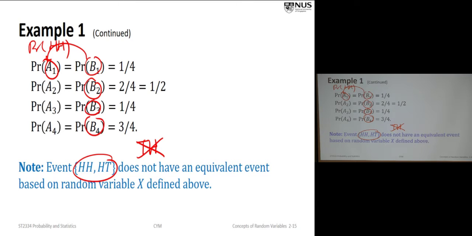How to describe it? Very simple. Two heads. How to describe HT? The first one is a head, second one is a tail. That's it. All right? And TH: the first one is a tail and the second one is a head. I can describe it. All right? But once you look at X, which is the number of heads, I cannot have something that is equivalent to this one. Because when I say one head, it covers HT and TH. So it's not the same.